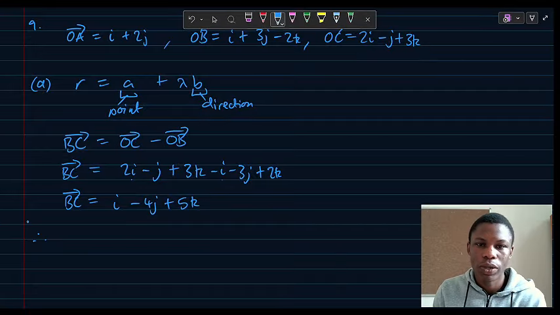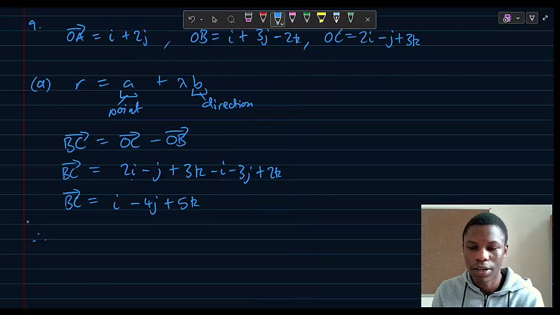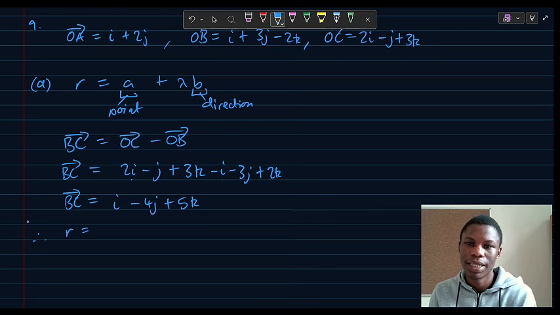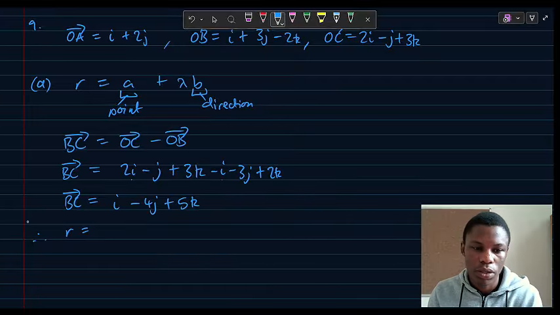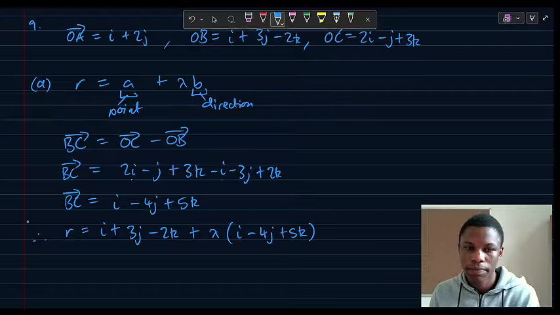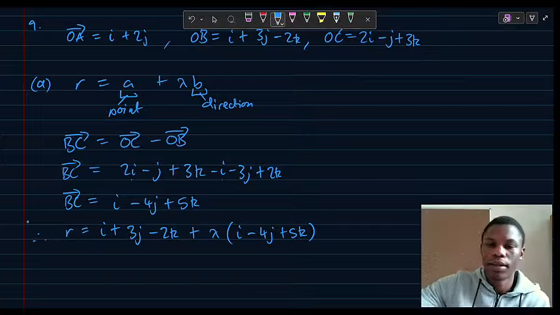So we can conclude that the vector equation of our line through B and C is r is equal to, we need a point on that line. We can use OB or OC, doesn't matter which one you use. Let's use OB. So i plus 3j minus 2k plus lambda times the direction. The direction is BC, which is i minus 4j plus 5k. And that is our final answer.